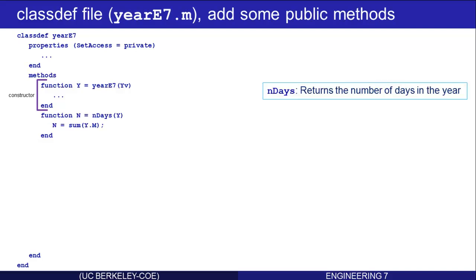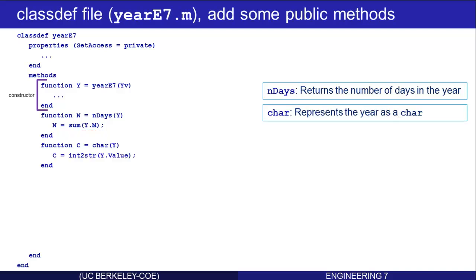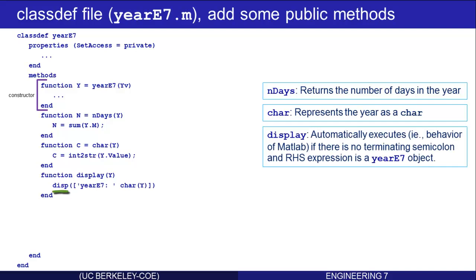The first method is called endDays, and it simply returns the number of days in the year by summing up the 1 by 12 m property's values, which is just the number of days of each month in the year. The next method, called char, takes the value of the year and, using int2str, converts it to a string and returns that. The method display uses the disp command in Matlab to give a simple formatted display of the year object. We'll also investigate how Matlab automatically calls this method under certain situations.